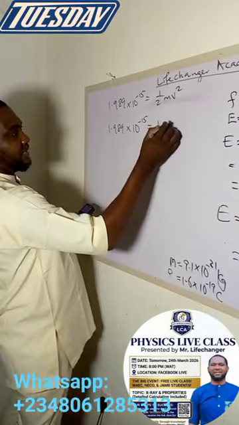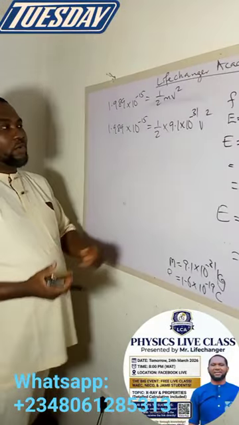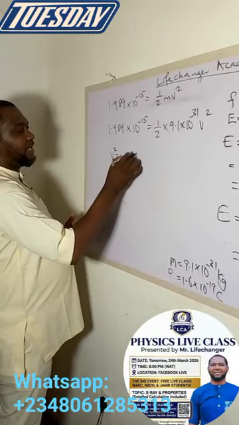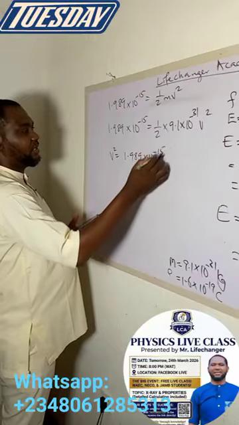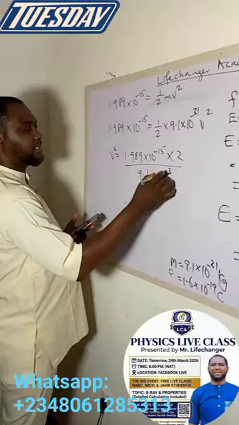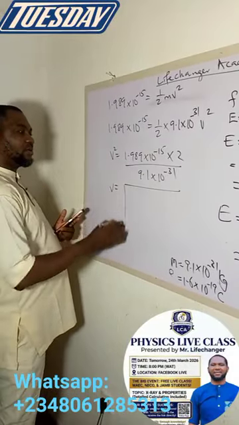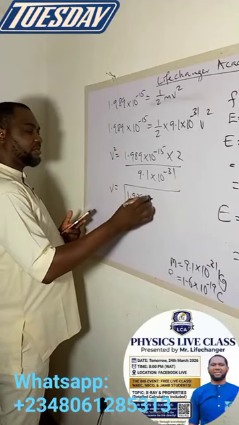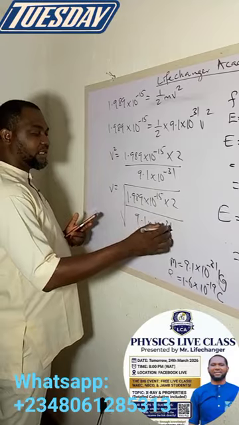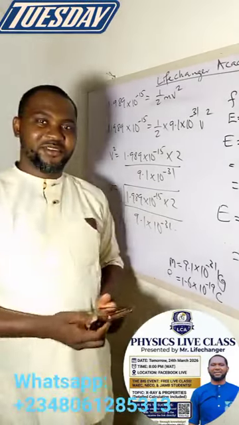So I'm going to write here 9.1 times 10 to the power negative 31. Then we have v squared. So we can make v squared the subject of the formula here. That means v squared would be 1.989 times 10 to the power negative 15 times 2, by cross multiplication, divided by 9.1 times 10 to the power negative 31. So here we can now find v. The velocity is going to be the square root of 1.989 times 10 to the power negative 15 times 2 divided by 9.1 times 10 to the power negative 31. That is very important for you to note. Don't forget. Okay? That's important.